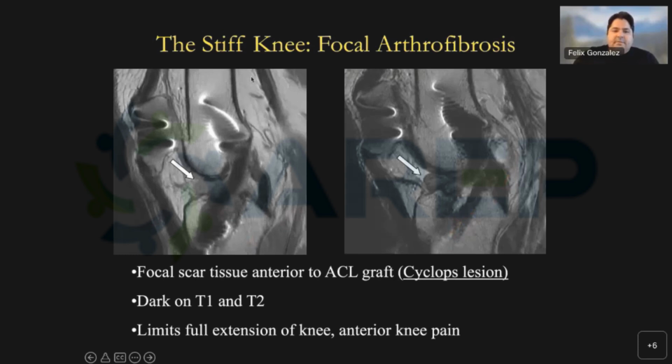So there's something called a stiff knee, right? Sometimes the surgeon wants to know whether or not there's arthrofibrosis. Usually it will be located anterior to the ACL fibers. You will have a focal scar that will be dark on T1 and T2 and limits full extension of the knee, and the patients present with anterior knee pain.